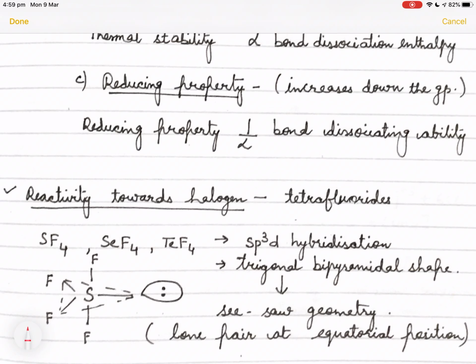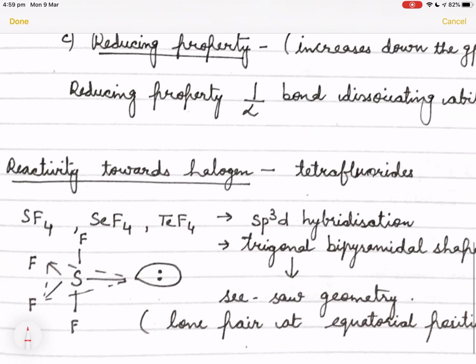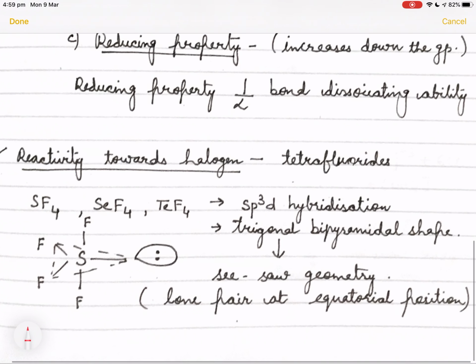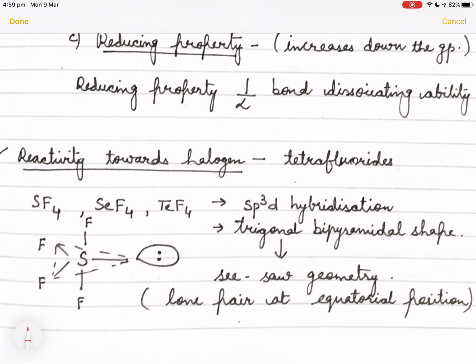Hello children. So this video will help you to understand the rest of the part of group 16 elements. In the previous video we had already discussed the reactivity towards hydrogen. So here in this video we'll be talking about reactivity towards halogen. And basically very important questions are based on tetrafluorides.